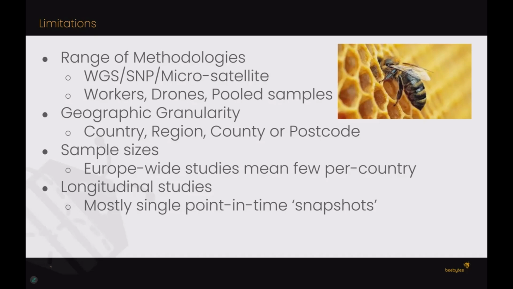There's also the difference between different ways of sampling. You might sample single bees, or you might sample pools of bees. You might be looking at workers or drones. You might be analyzing queens directly. You might be combining samples from multiple colonies. So it's not always immediately comparable when you look at the data.